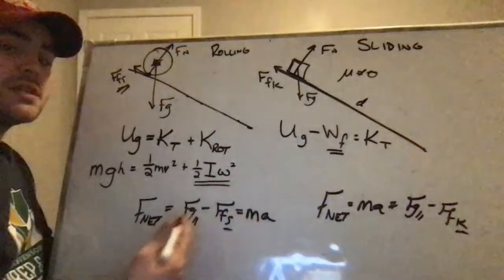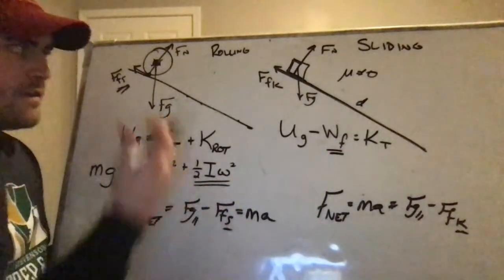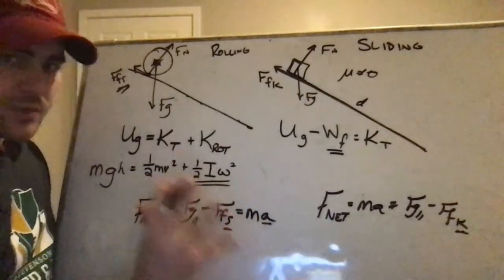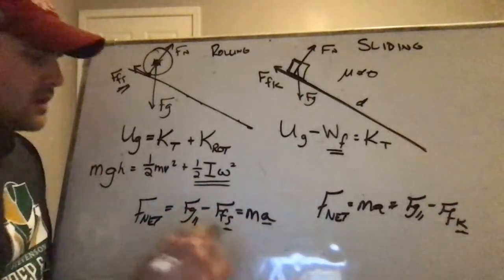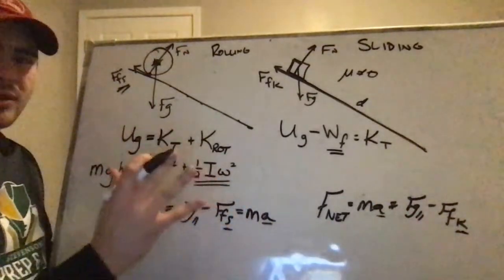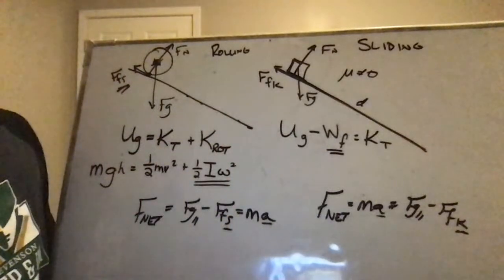And we can still use these equations to find acceleration for the objects down the ramp, albeit linear acceleration, not rotational acceleration, unless we bridge them. But right now, these equations can be used to find the linear acceleration down those ramps.